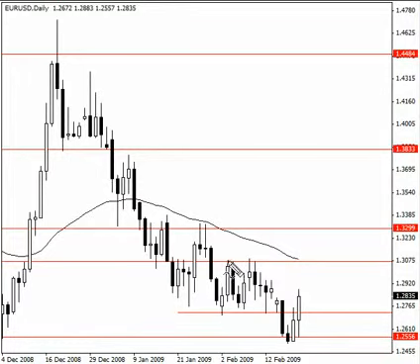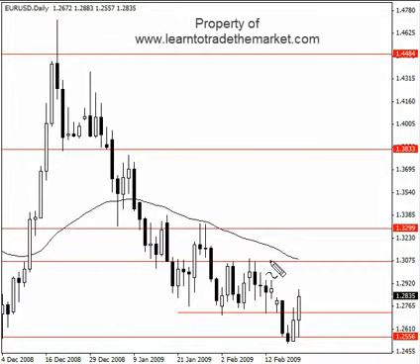Now we can see that 130.80 has acted really well as a reversal point. What's interesting was this formation right here. We had a tail on that candle. It wasn't a pin bar, but we did reject. So on the last test of 130.80, we can see this area here was rejected by the market, as it was in the past.